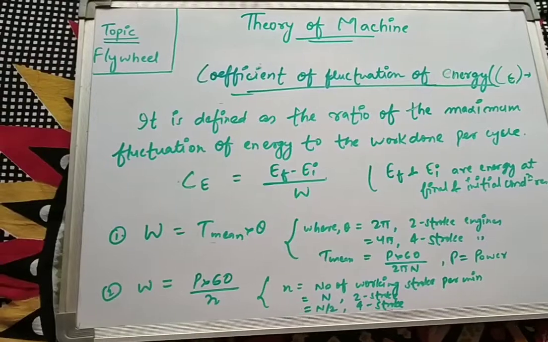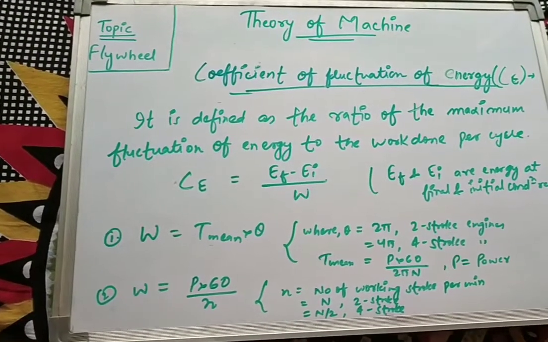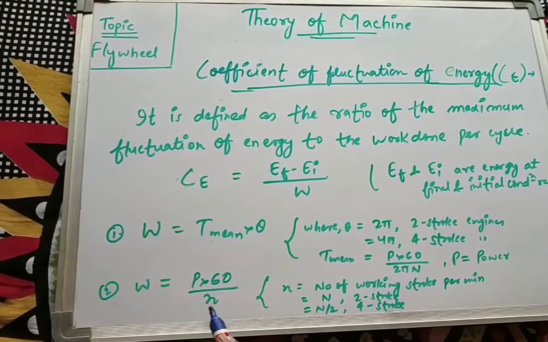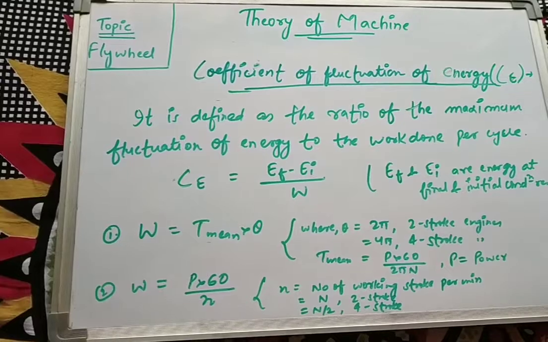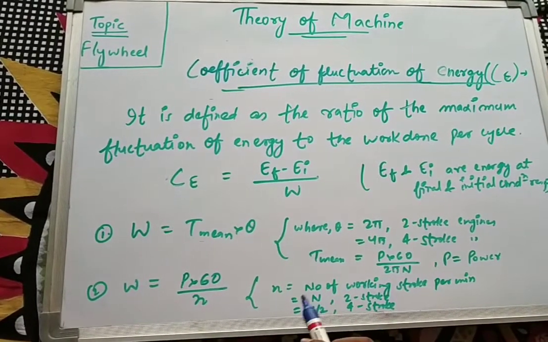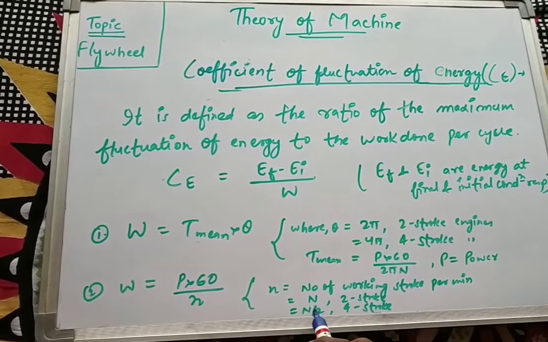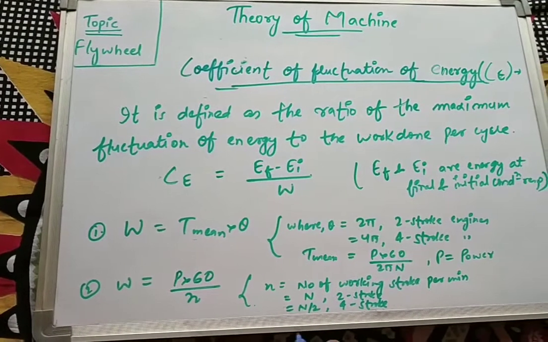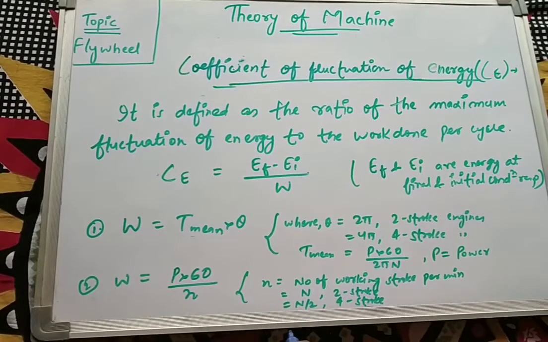We can also calculate W, the work done per cycle, through another formula: P into 60 by n, where P is power and small n is the number of working strokes per minute, which is taken as n for 2-stroke engines and n by 2 for 4-stroke engines. So this is all about the coefficient of fluctuation of energy.